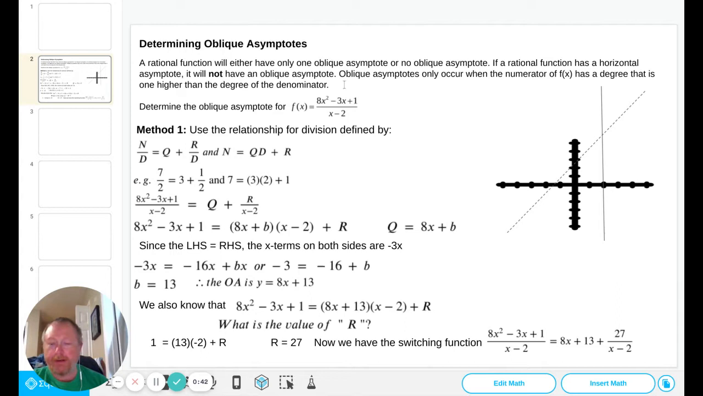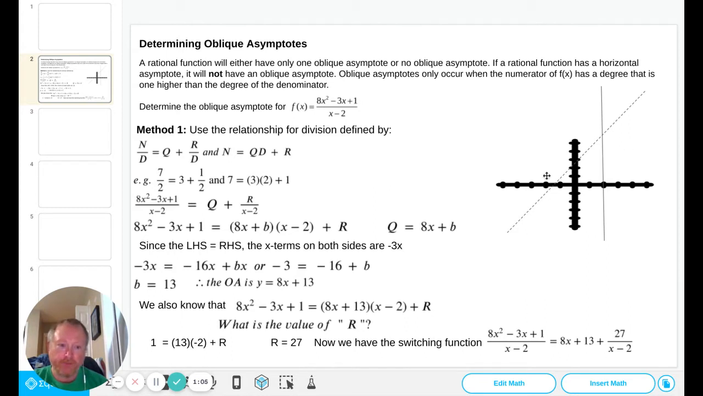Relative, sorry, it won't be 0. Relative, it's insignificant relative to the 8x squared. Similarly, the negative 2 is small, insignificant compared to x, as when x is like a billion. So overall, we end up with 8x squared over x, which is 8x. So we know that globally, the oblique asymptote is 8x.